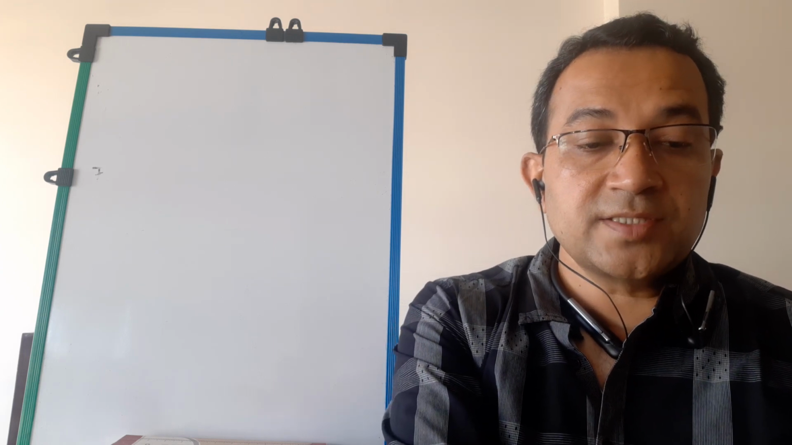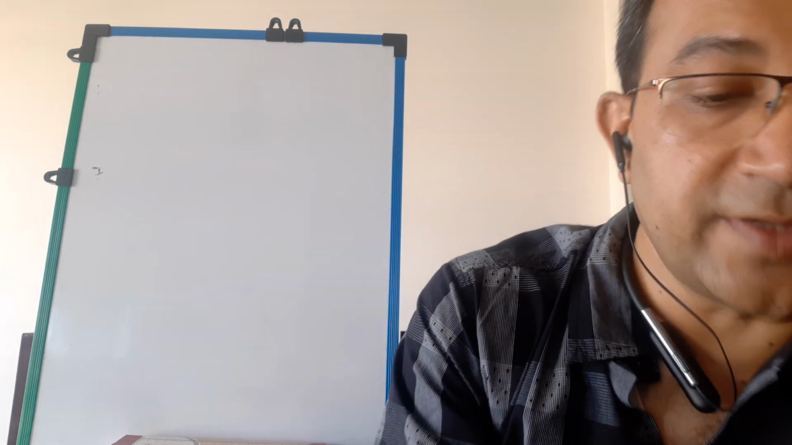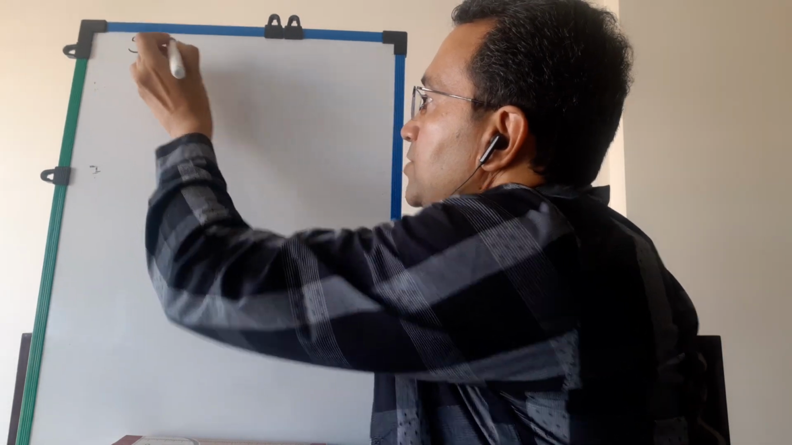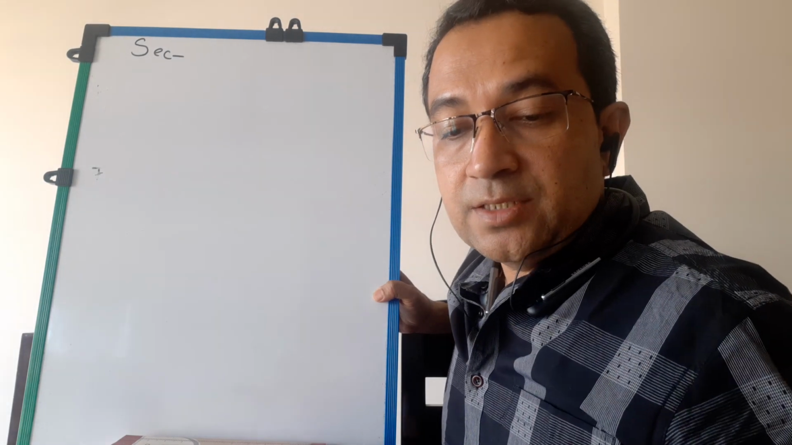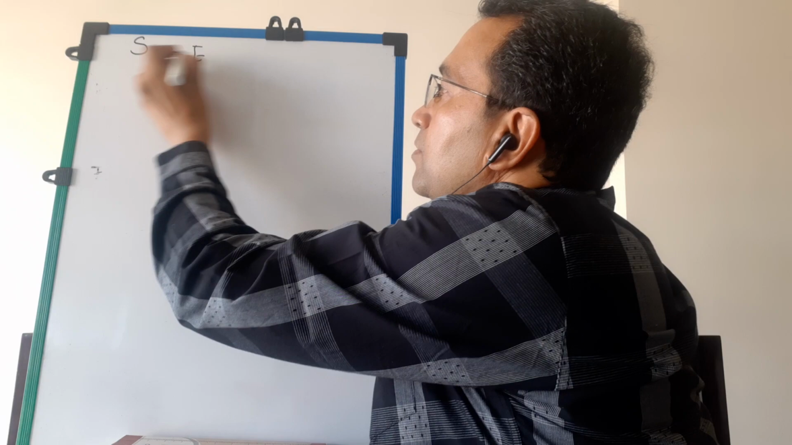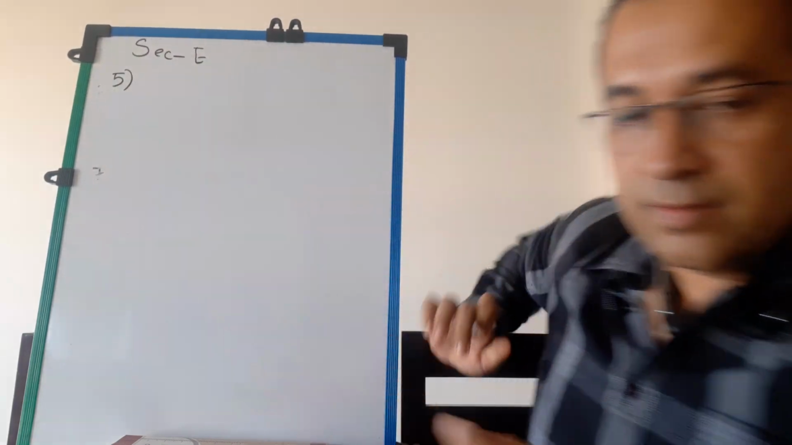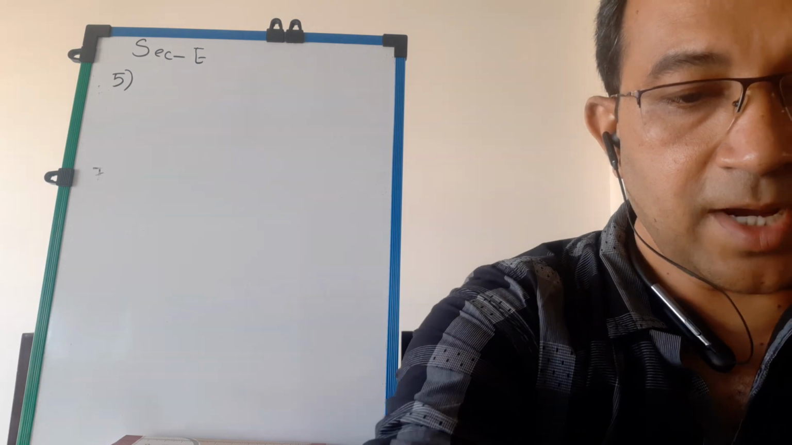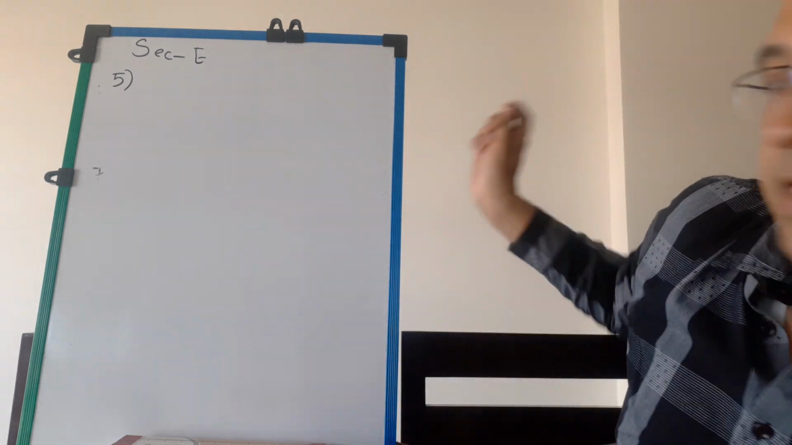Now mean of x is 40 and mean of y is 50. So x bar is 40. Section E, sum number 5. X bar is 40 and y bar is 50.